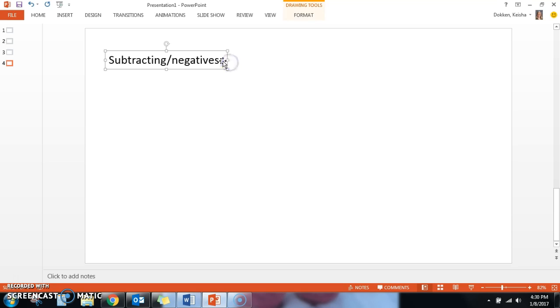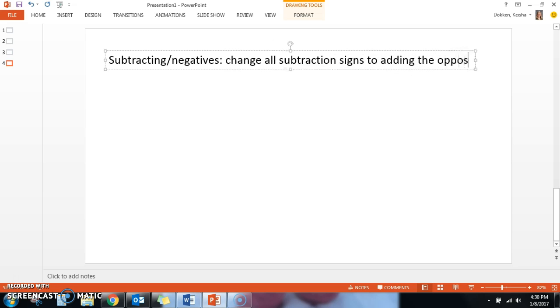Finally, subtracting and negatives isn't really a vocabulary word that you need to know, but it is a process that you need to know how to do. So when you see a subtraction sign, what you're going to do is change all subtraction signs to adding the opposite. In Unit 1, if you'll remember, we called that top chicken.